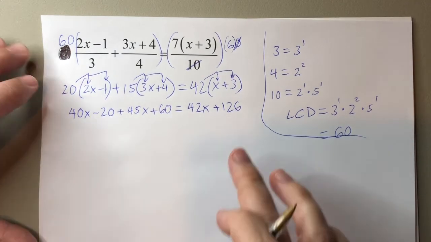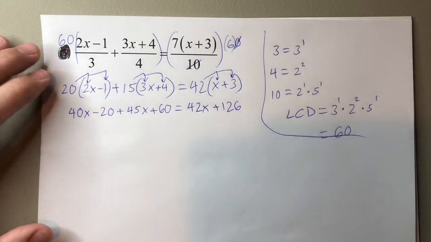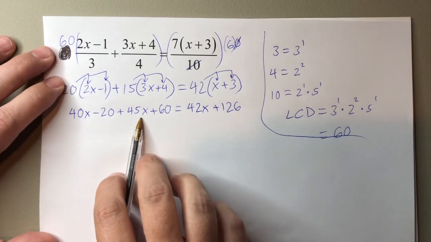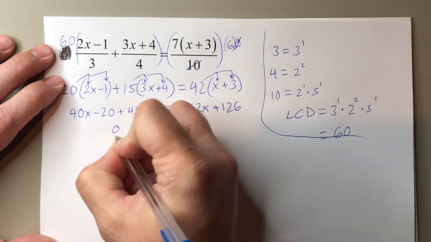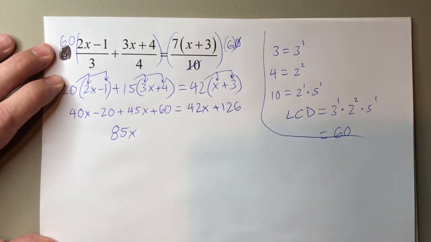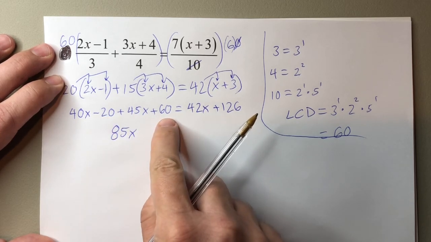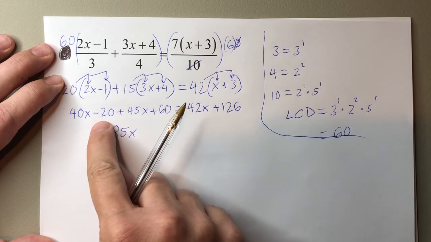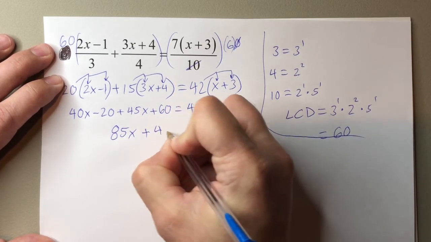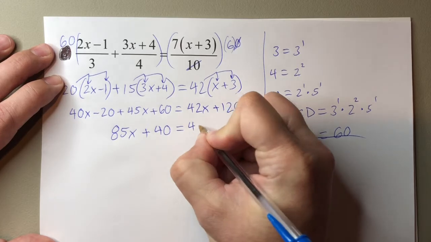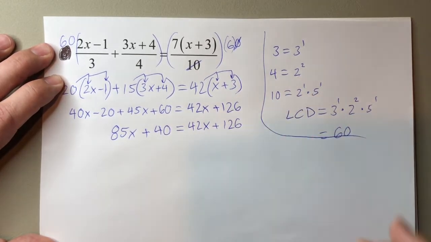At this time, if there's anything you can combine on each side, go ahead and do that. So we have like terms here. We have a 40x plus 45x. That's the same as 85x. We also have negative 20 plus 60. Those two constant terms are called like terms. Negative 20 plus 60 is plus 40. And I'm going to go ahead and bring down the entire right-hand side. Nothing more you can do there.